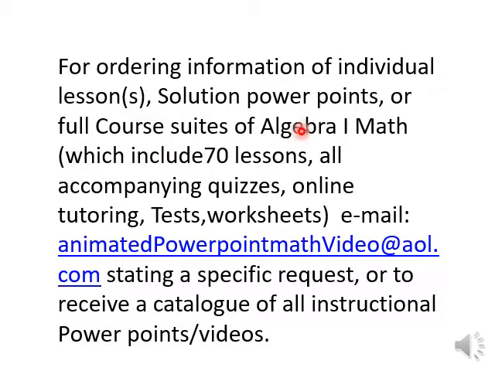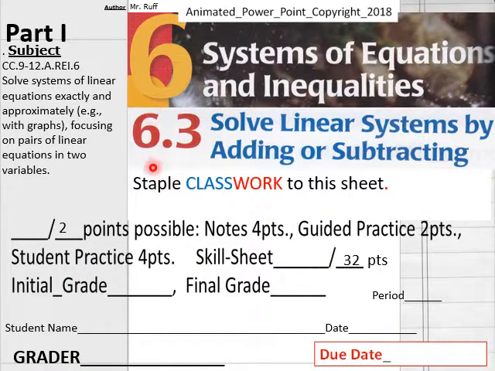Hello everybody, we're getting ready to do lesson 6.3 for Algebra 1 Math. Solving linear systems by adding and subtracting, part 1. If you want part 2, part 3, email me here. 6.3, solving linear systems by adding and subtracting, part 1.